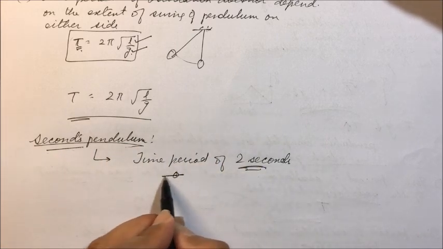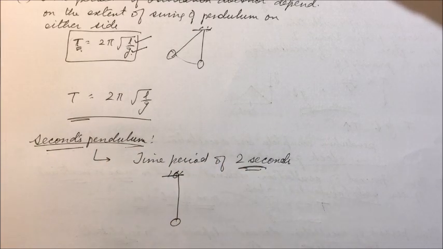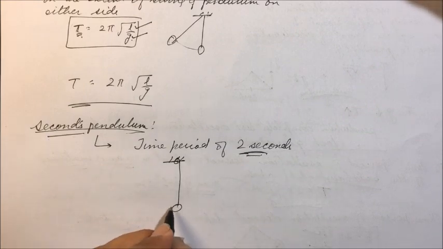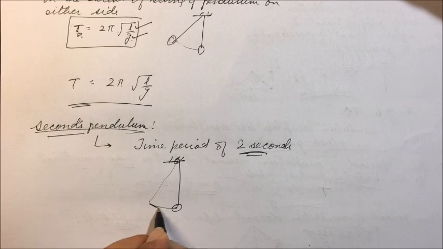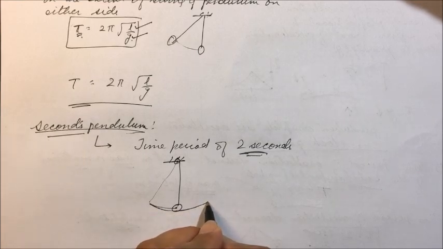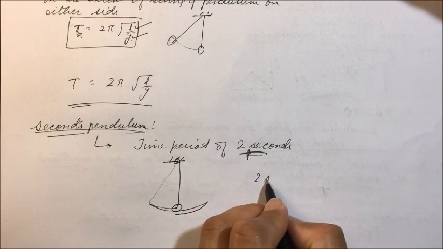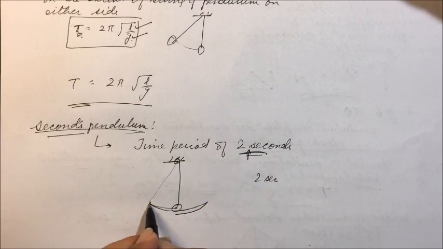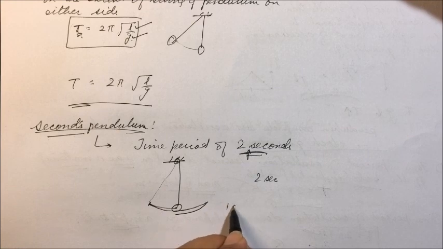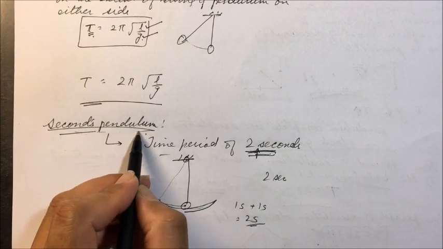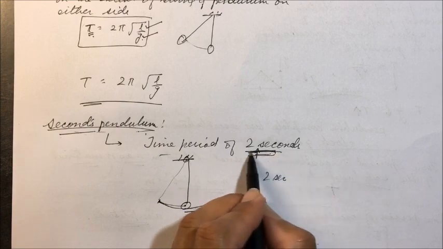If this is the pendulum, from here to the mean position, to the other extreme position, and back to the mean position, it takes 2 seconds. So from one extreme end to the other extreme end it takes 1 second. Then going back to the same position takes another 1 second, so a total of 2 seconds. Therefore for a seconds pendulum, the time period is 2 seconds.